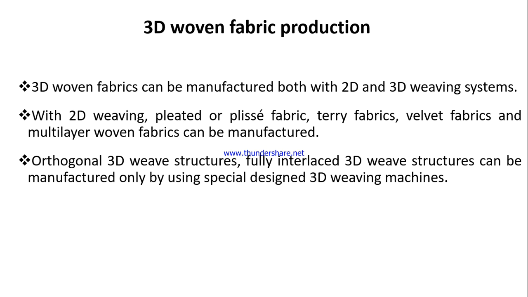So in the 2D weaving machines, or conventional weaving machines, after certain modification, you can produce pleated or fleece fabric, terry fabric, velvet fabric, which is also one kind of 2.5-dimensional fabric, and multi-layer woven fabric. But orthogonal 3D weave structure, fully interlaced 3D weave structure, can be manufactured only by using specially designed 3D weaving machines. So specially designed 3D weaving machines are required for weaving orthogonal 3D weave structures or 3D angle interlock structures.